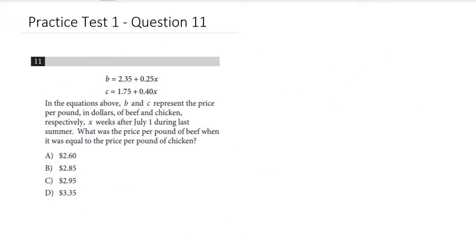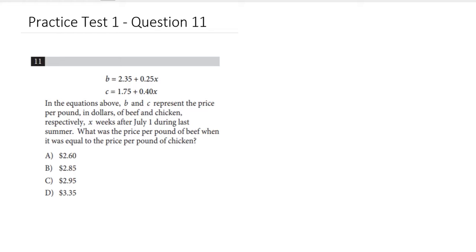Question 11. We've got two equations. B is equal to 2.35 plus 0.25x. C is equal to 1.75 plus 0.40x. So in the equations above, B and C represent the price per pound in dollars of beef and chicken, respectively. So B is for the beef value per pound, and C is for chicken, and that is also per pound in dollars. X weeks after July 1st during last summer.